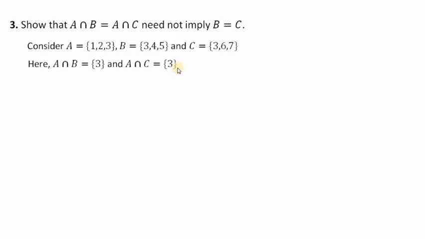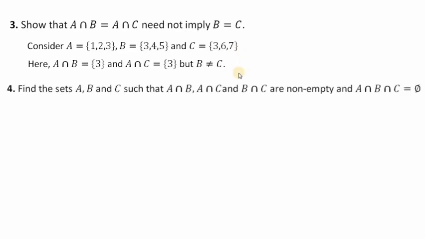So we clearly see that A intersection B and A intersection C are both equal. But we see that B and C are not equal, isn't it? We have 3, 4, 5, but here we have 3, 6, 7. So here we have successfully shown that A intersection B equals A intersection C need not imply B equals C.